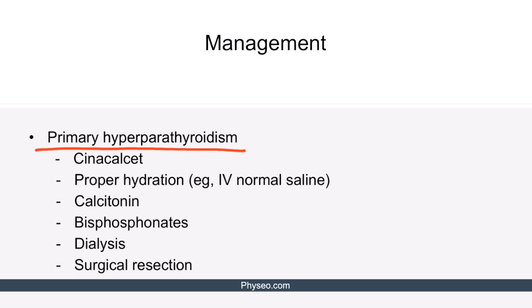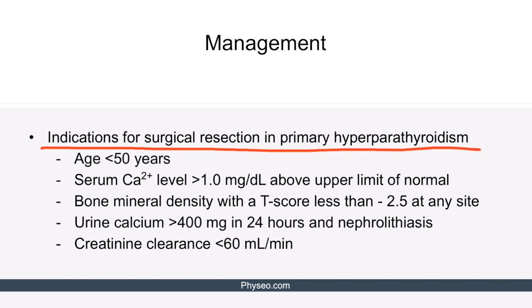The definitive treatment for primary hyperparathyroidism is surgical resection. However, not all patients with primary hyperparathyroidism undergo surgical resection. There are specific indications for parathyroidectomy in the patients with primary hyperparathyroidism. Let's talk about these indications now. A patient less than 50 years of age is eligible to undergo parathyroidectomy for primary hyperparathyroidism because younger patients have longer life expectancy and will better tolerate the surgery.